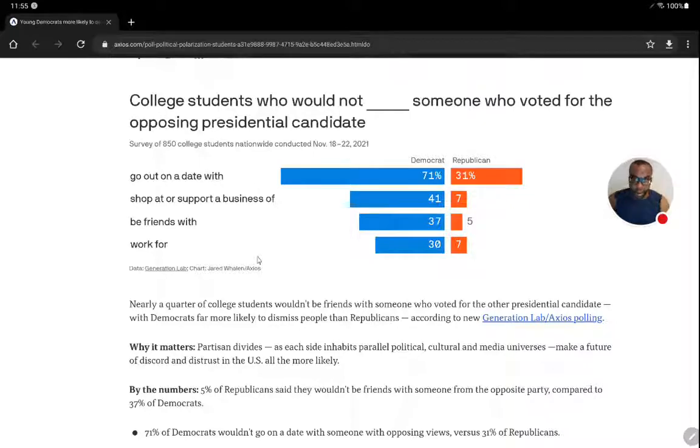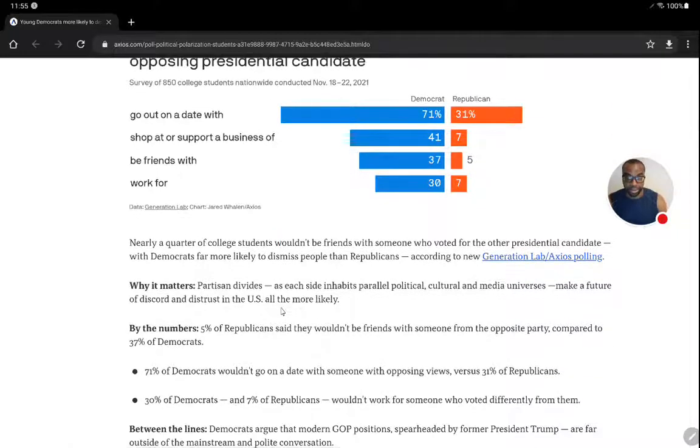Why it matters: partisan divides as each side inhabits parallel political, cultural, and media universes, make a future of discord and distrust in the U.S. all more likely. By the poll numbers, 5% of Republicans said they wouldn't be friends with someone from the opposite party, compared to 37% of Democrats. 71%.